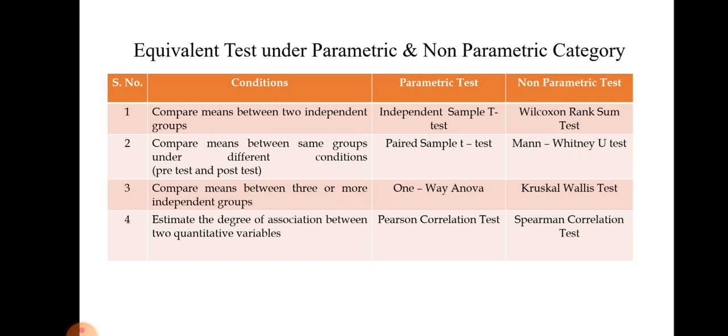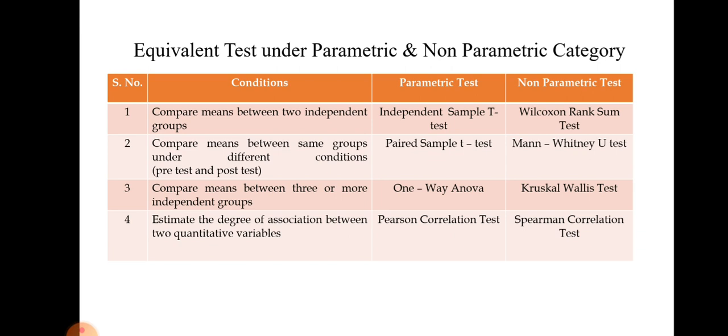Compare mean between same groups under different conditions. Means we have to examine the change in the group before experiment and after experiment. If the data is normally distributed, we will apply a paired sample t-test. If the data is not normally distributed, then we will apply a non-parametric test, and the equivalent test is Mann-Whitney U-test. When comparing mean between 3 or more independent groups, then we use one-way ANOVA as parametric test, and under non-parametric test there is Kruskal Wallis test.